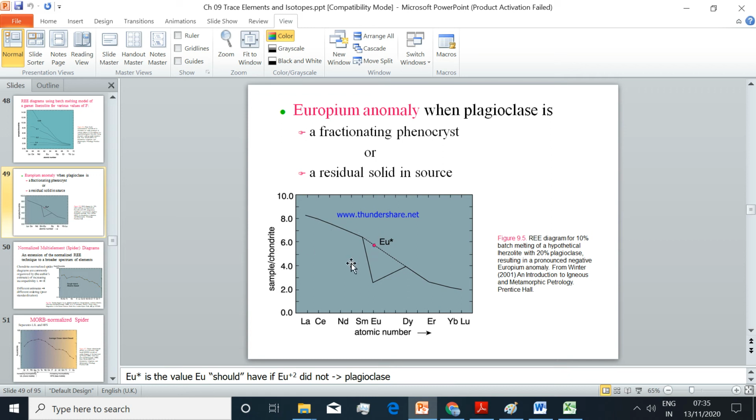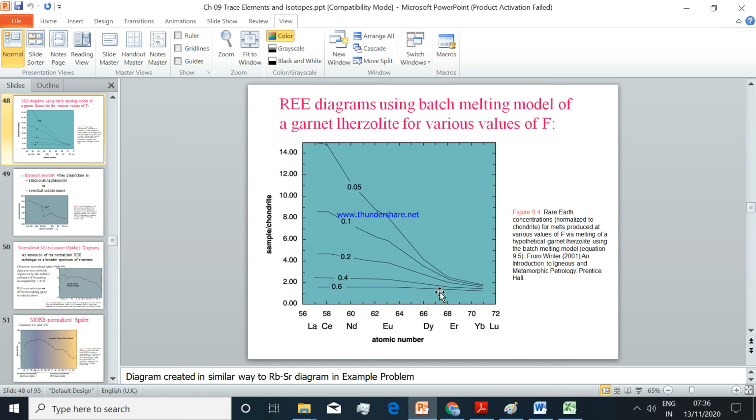That is, there might be a drop in the europium concentration in the sample relative to the chondritic concentration. Then we might say that there is a source where the plagioclase feldspar had resided. That's why the magma which crystallized the sample was devoid of europium. However, in chondrites, the light rare earth element concentrations are very high, and the heavier rare earth element concentrations are very low.